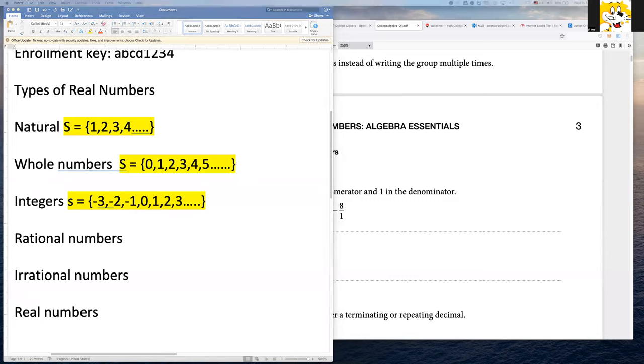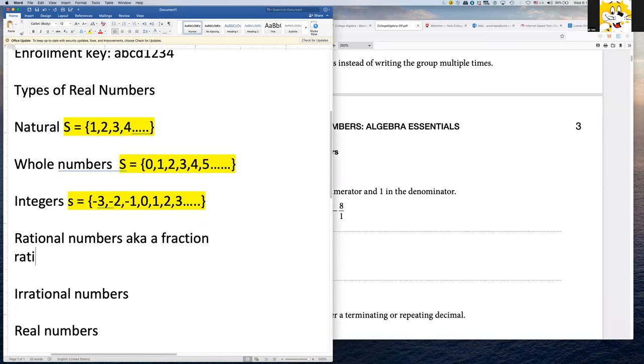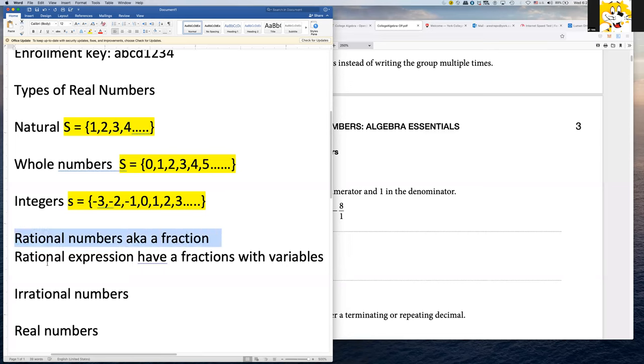So rational numbers. Let's talk about rational numbers. Now, a rational number is a fancy word also known as a fraction. So later on, you'll have something called a rational expression. You have a fraction with variables, right? But right now, we're just sticking to rational numbers. I'm just giving you a sneak peek, like at the movies. Rational expression is what's going to come later on, and that's going to have fractions with variables. So rational numbers are also known as a fraction.